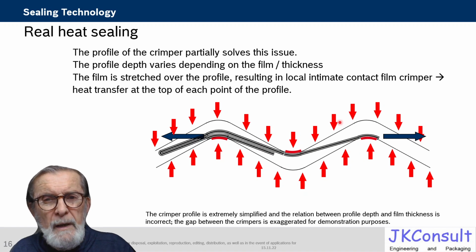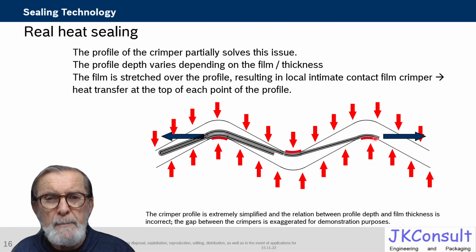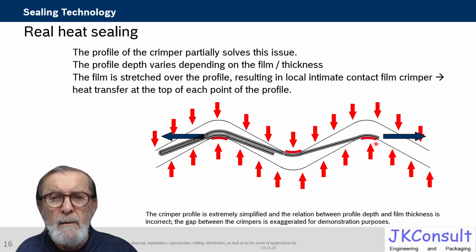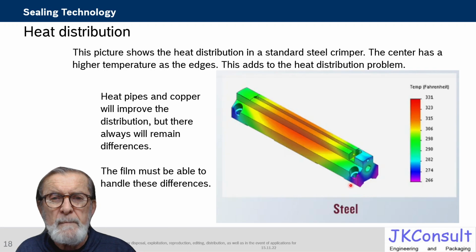So what in reality will happen, because there are even thicker places where there's more material, is we will have contact on these tops of the profile, not on the flanks. It will always be only on the tops, and I have this depth of the profile to stretch the material. The more I can stretch the material, the more intimate the contact is in these areas, and that's where I get seals.